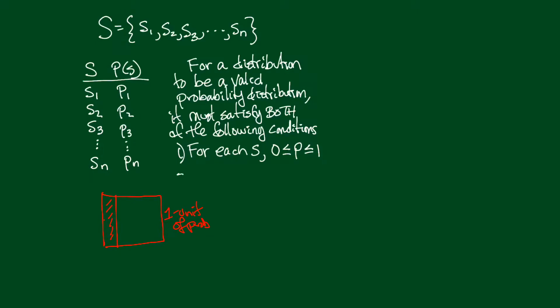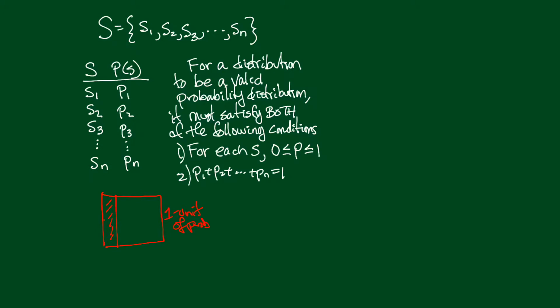And the second thing that has to happen is that P1 plus P2 plus ... plus P sub n has to equal 1. Maybe that makes sense if you look at cutting this thing up. Here's some number between 0 and 1. You cut it up again, and again, and again. If you put all those cuts together, if it's a valid probability distribution, you've got to get back to that whole square unit of probability.